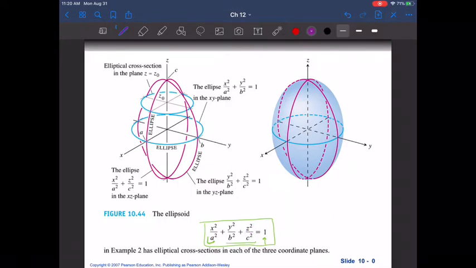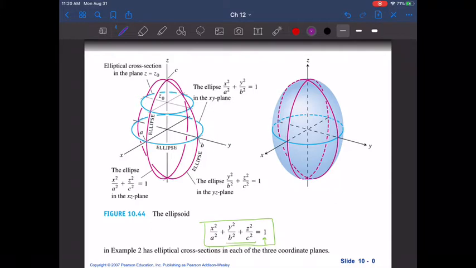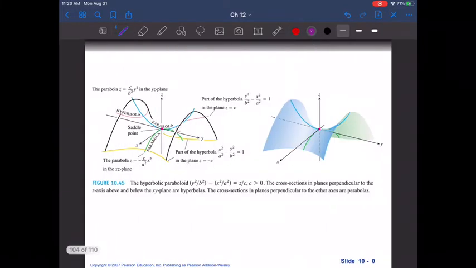And so every one of these variables, if you make one of them a constant or make one of them 0, you end up with the equation for an ellipse. So it's an ellipse in all directions.